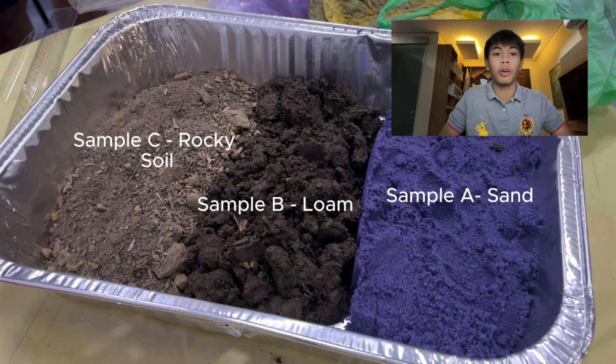We will label them accordingly: sample A for sand, sample B for loam, and sample C for rocky. Now that we have our samples prepared, let's elevate the tray at different angles.